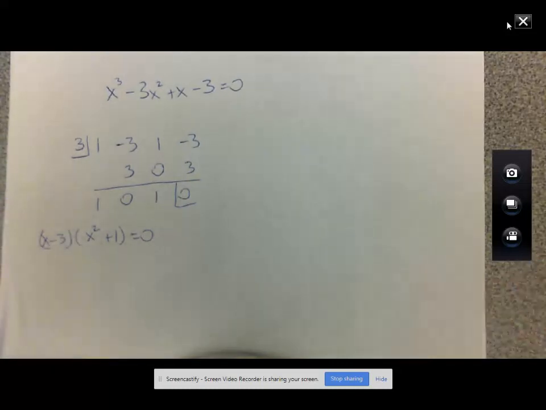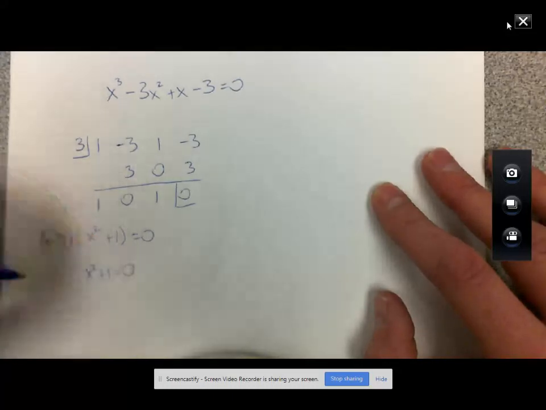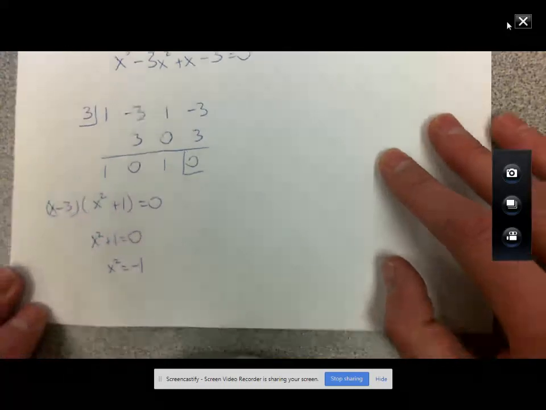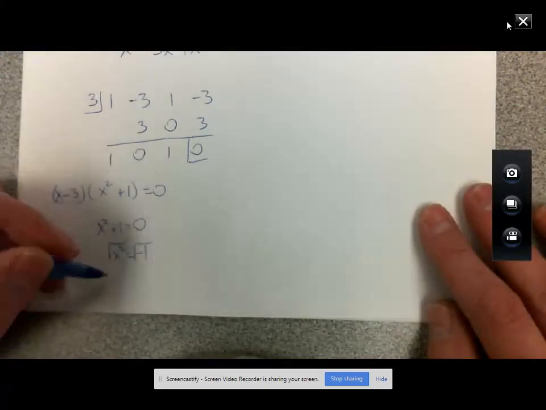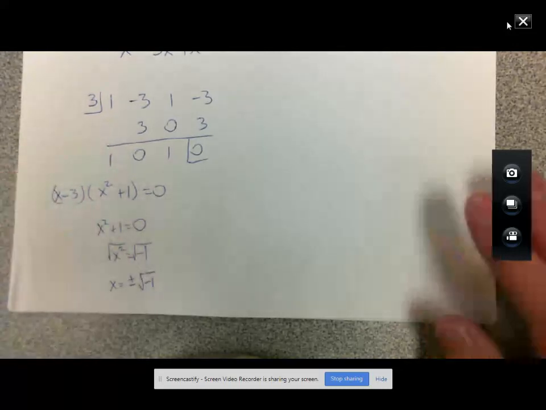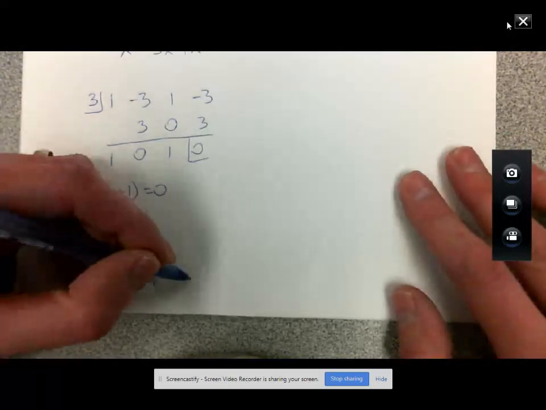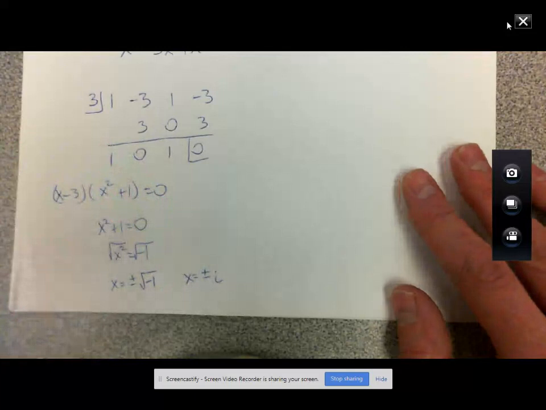I guess I don't really need to factor that. I can just set x squared plus 1 equal to 0. If I solve, I get x squared equals negative 1. And I take the square root of both sides. I get plus or minus the square root of negative 1. The square root of negative 1, that's imaginary. In fact, we have a special name for that. x could equal plus or minus i.